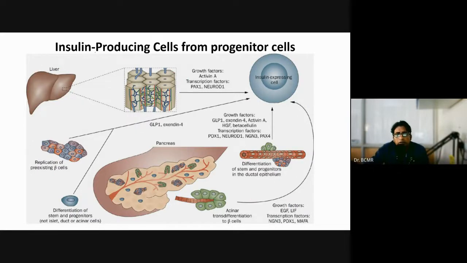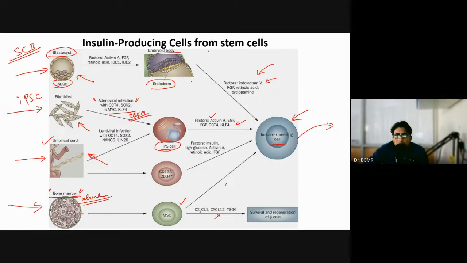One of the best solutions, I think, is trying to have insulin producing cells from progenitor cells. In all these cases, the previous ones that I've discussed, we take one cell type and we are trying to make it into some beta cells or insulin producing cells, we'll just say it as beta cell.